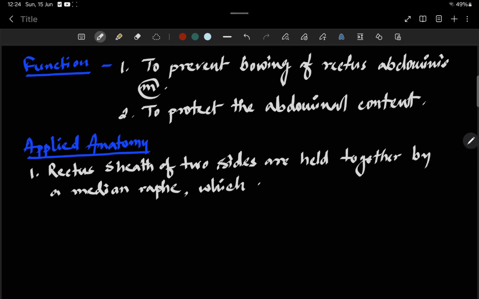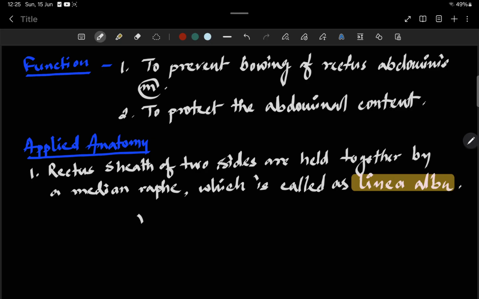which is called as linea alba. It is the most important applied anatomy. Short questions come with this. Both side, this side rectus sheath and this side rectus sheath joins in the midline to form the linea alba. Okay.